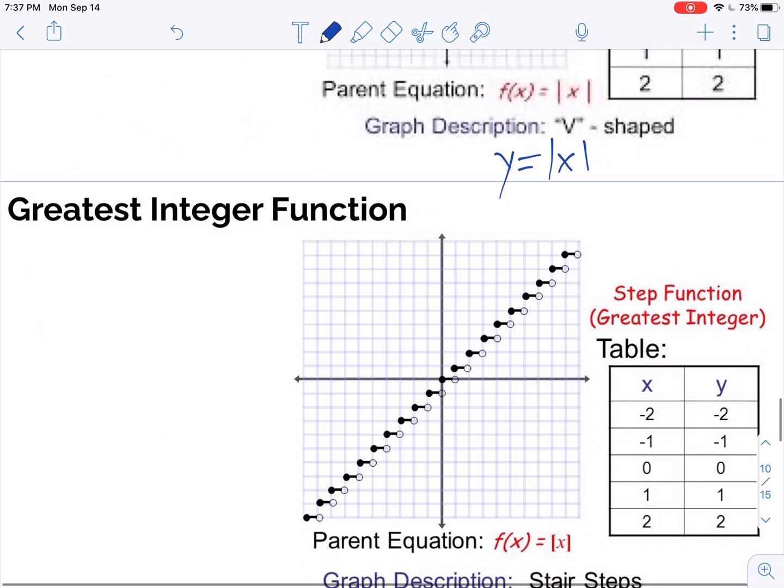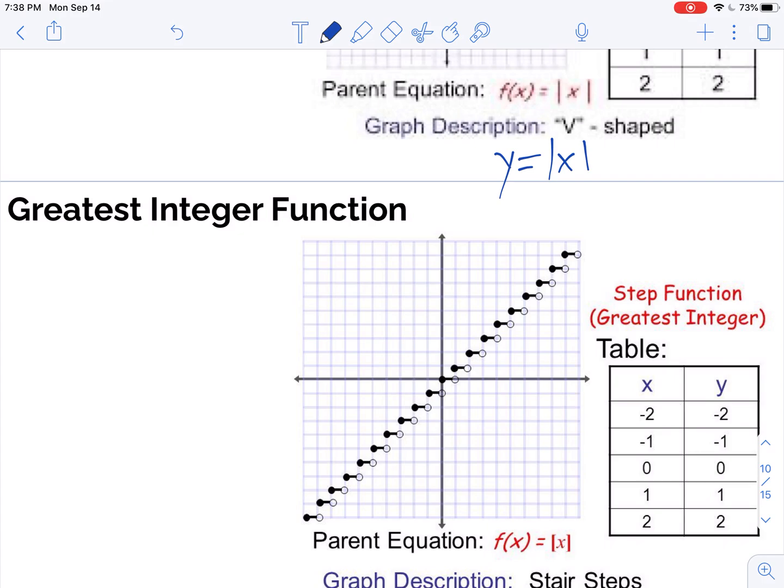Finally, the last thing, the greatest integer function. We are not going to work with this a ton. We are not even really going to be doing transformations with this. This is something that you do start looking at in calculus, so the book does make a point of making sure that you're aware that you've seen it, that it exists, and that you have an idea of how it works.